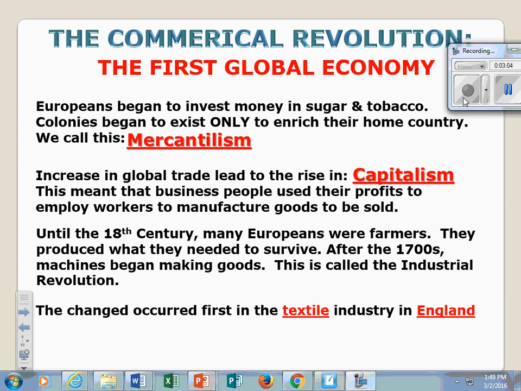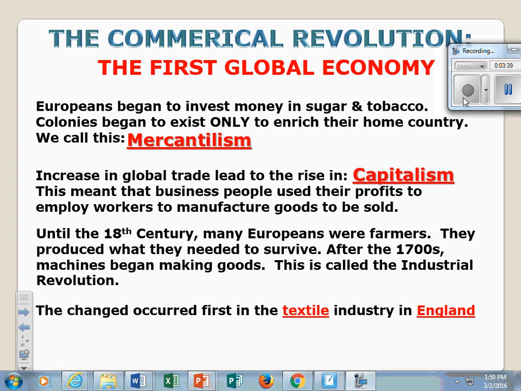Thanks, Angelina. As she just said, the first change occurred in the textile industry in England. That's very important. I want you to highlight that and put it in your notes, because a lot of test questions will ask where the Industrial Revolution began. And we know from previous classes that textiles are nothing more than the raw materials that become clothing. As the raw materials came over from the Americas, those textiles were used to produce huge amounts of clothing. So that was the first change in industry.